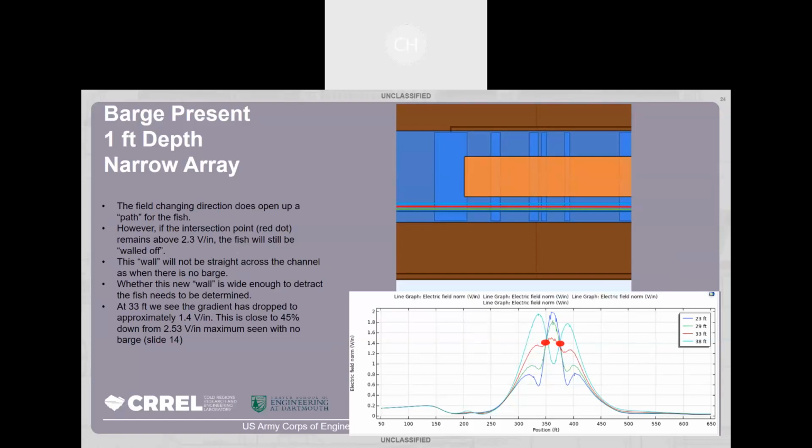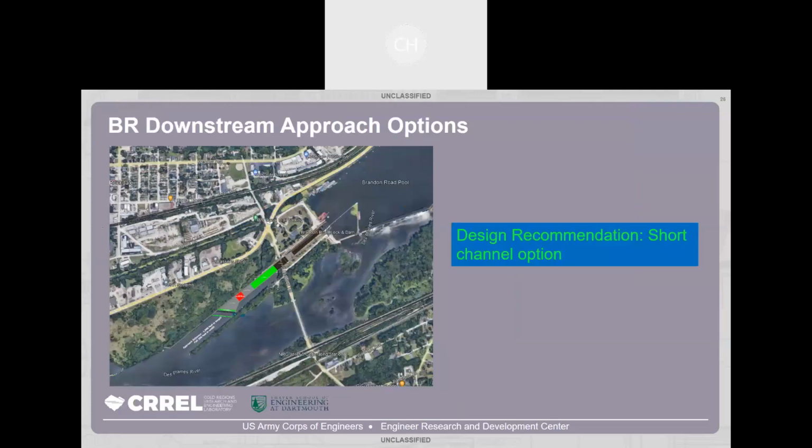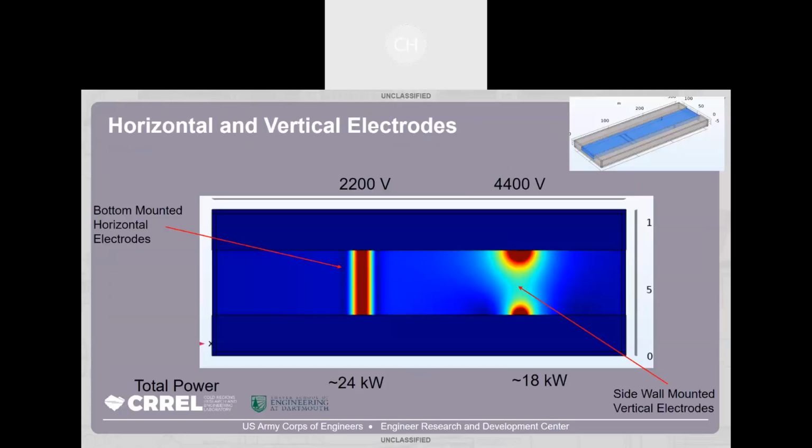So 2.53 is a little higher to make sure that we're hitting it. And so we see that it drops by close to 45%, so 1.4 volts per inch. And so that was a big talking point for Brandon Road, especially since at Romeoville a lot of these barges are going straight through the canal.